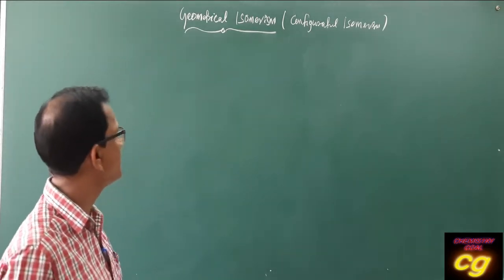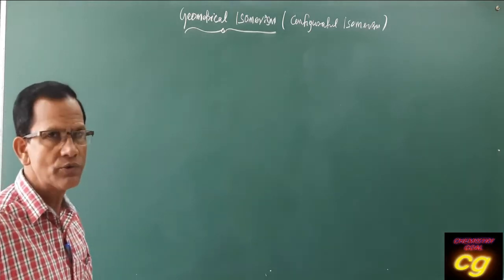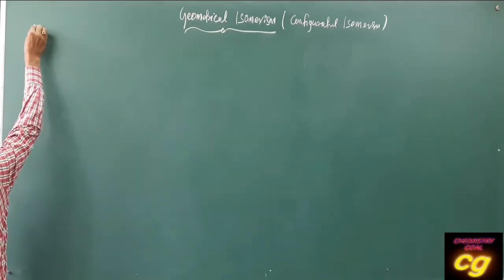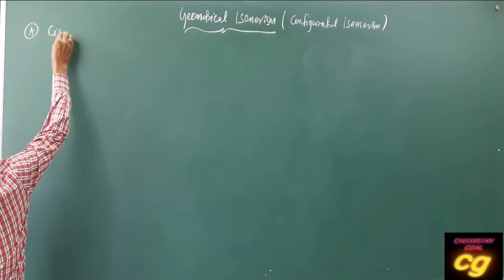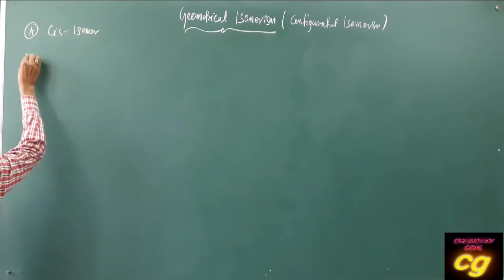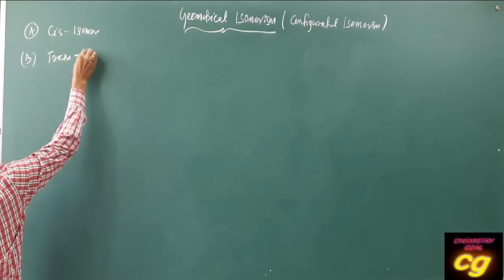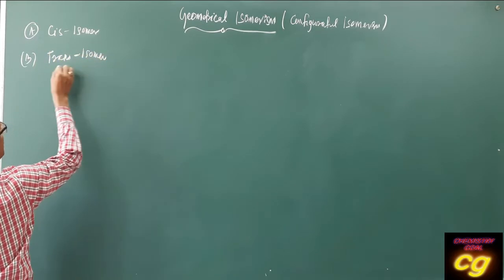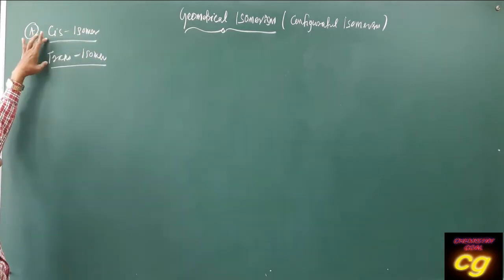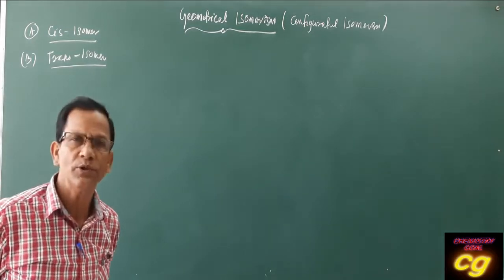On the basis of arrangement, geometrical isomerism has mainly two types. One is the cis isomer, and the second one is the trans isomer. Cis and trans, these two are the main parts of geometrical isomerism.